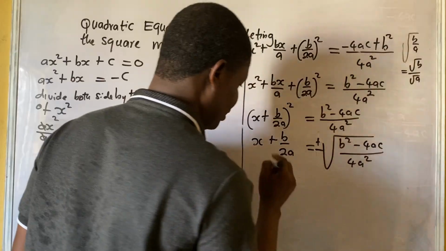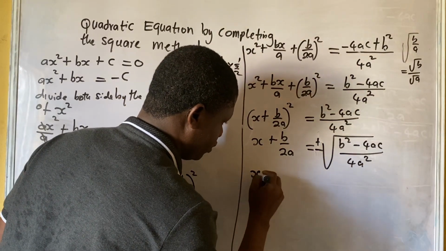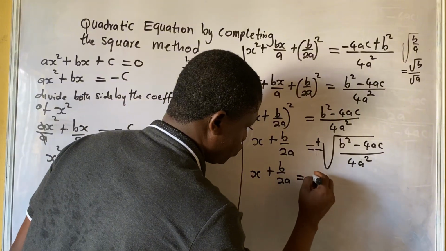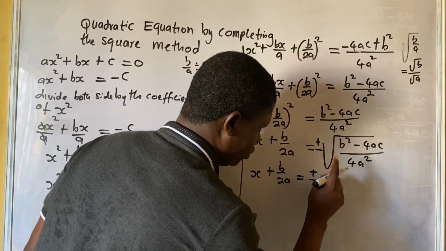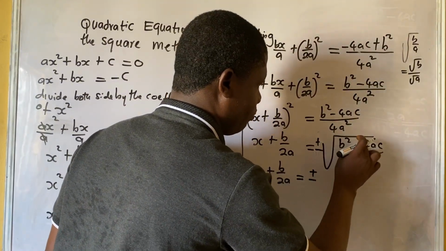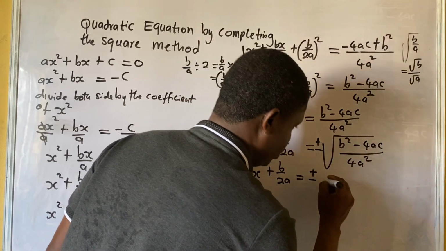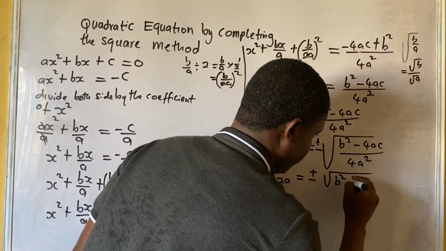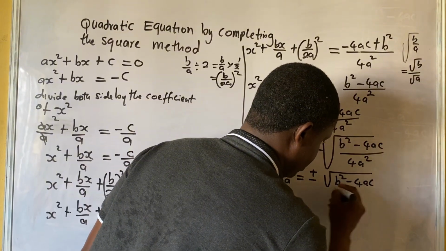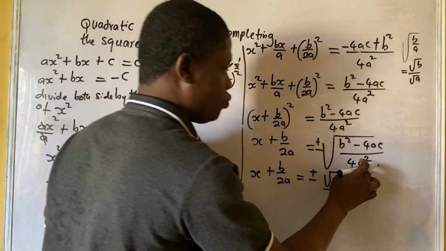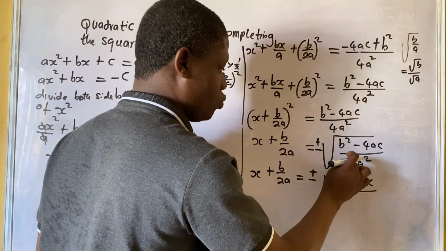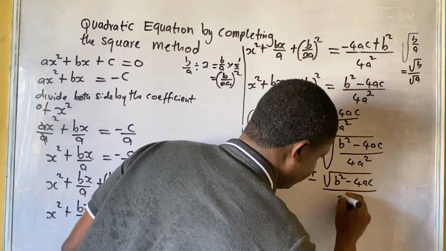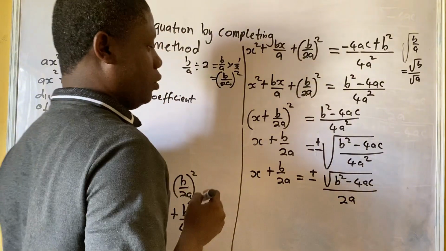And if we apply that, that will give us x plus b over 2a is equal to plus or minus the square root of b squared minus 4ac. We cannot find that, so we'll leave it as it is. So we have the square root of (b squared minus 4ac) over the square root of 4a squared. Square root of 4 is 2. Square root of a squared is a. So we have 2a, right?